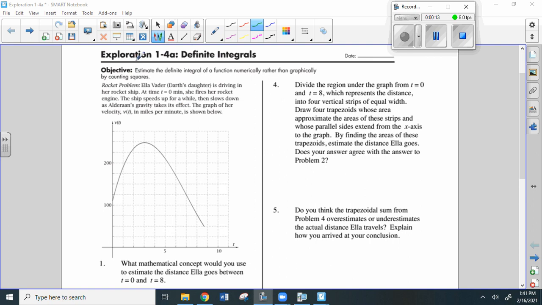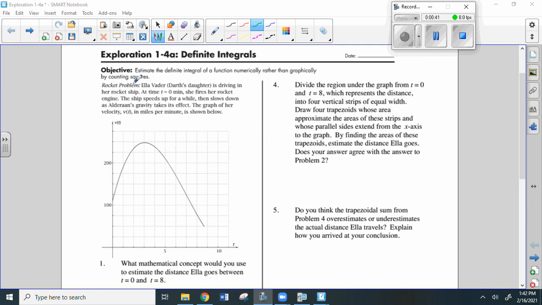So we're going to look at exploration 1-4A, and it's on definite integrals, which we've talked about already. This is just to reiterate what we've talked about. We're going to look at trapezoids again, and then what the area under a curve gives us in context of a problem. What does a definite integral give us in context of a problem? So let's take a look at our problem.